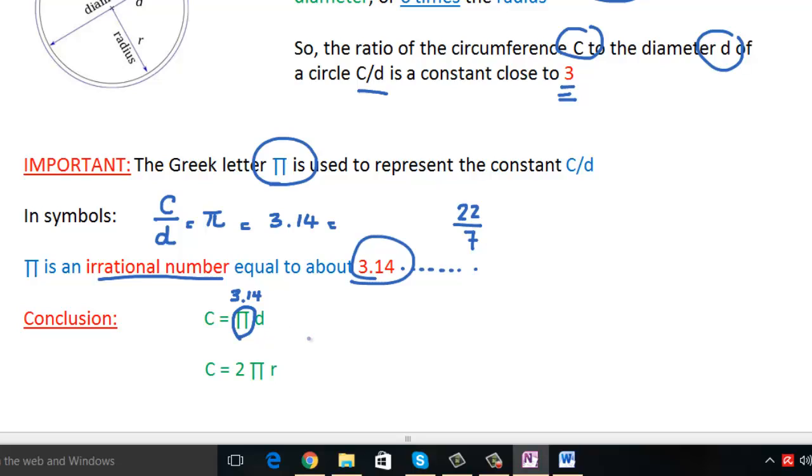And because d equals double the radius, or the radius is half of the diameter, in this case we can say the circumference is 2 pi r. So the 2r replaces d: 2 times radius equals the diameter. So this is the conclusion. The circumference of any circle, as an estimation, is 3 times the diameter, and for the real calculation, we say 3.14 times the diameter.